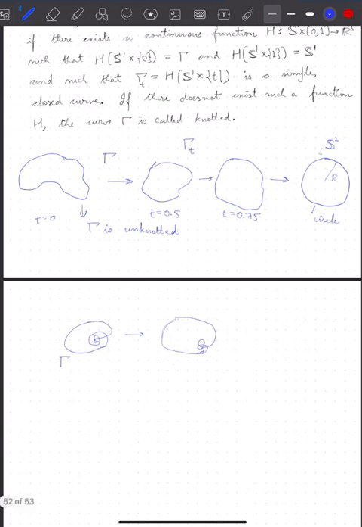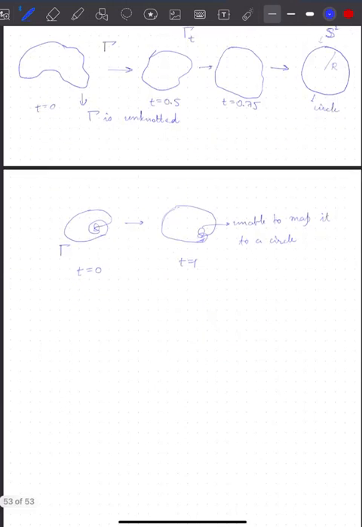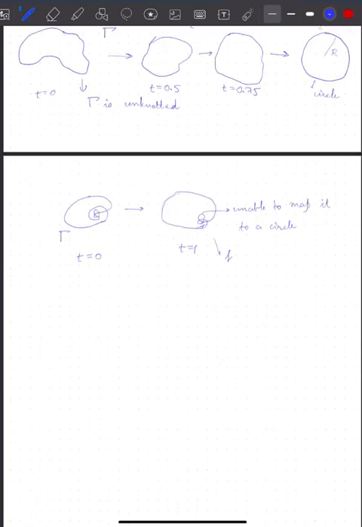Even if we take t equal to 0, t equal to 1, the mapping, so to speak, this knot, we are unable to make it a circle or map it to a circle. Then in such a case, we say that these are knotted curves.